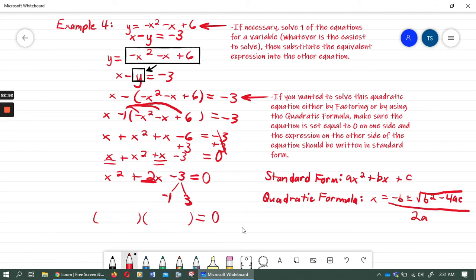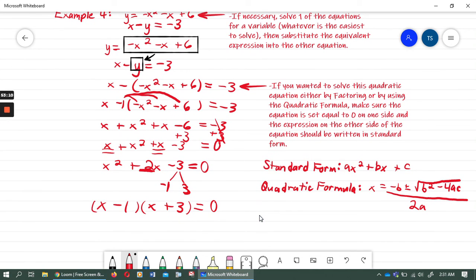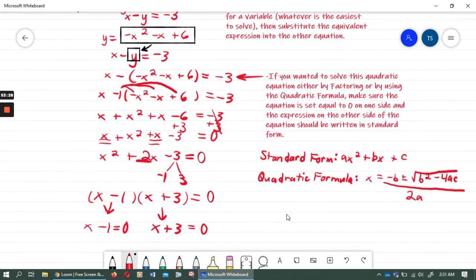Alright, and remember, guys, this is still equal to 0. So those two factors there are x minus 1 and x plus 3. And remember, if we use the zero product property, we set each one of these factors equal to 0. So we set x minus 1 equal to 0, we set x plus 3 equal to 0, and we solve each of these equations.